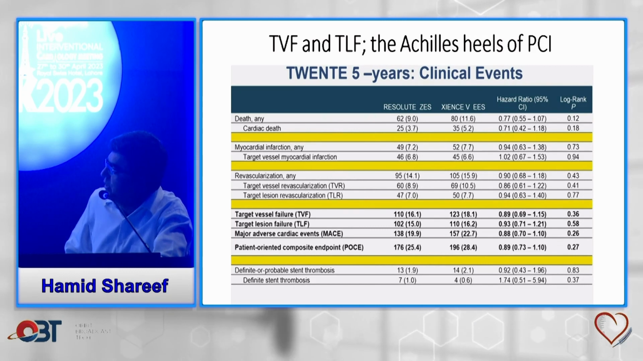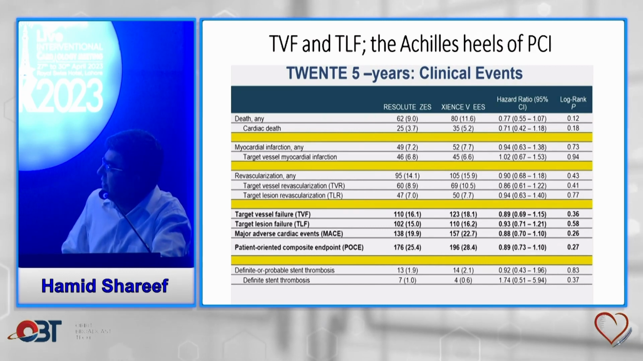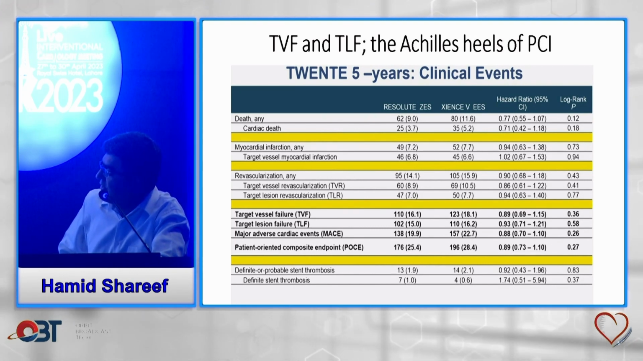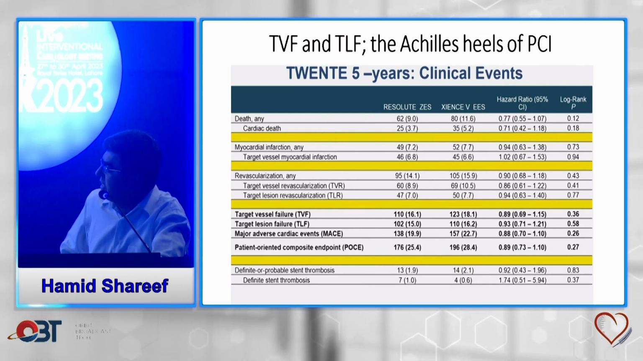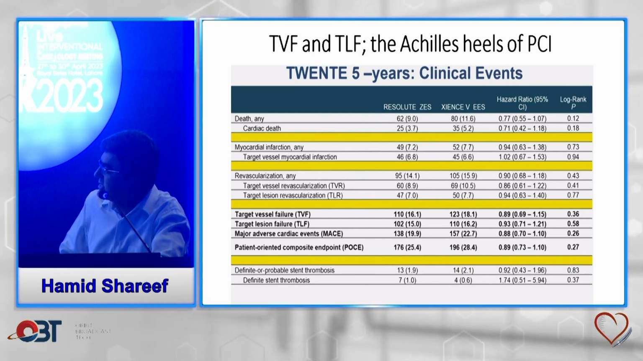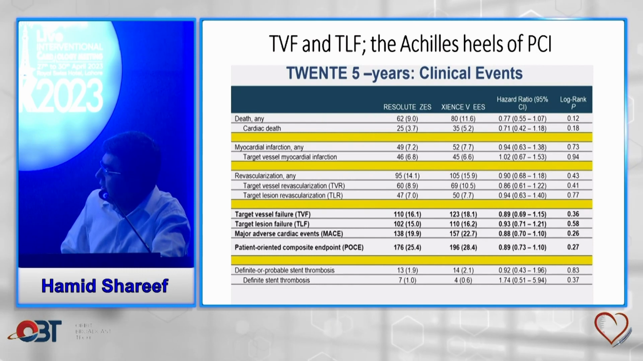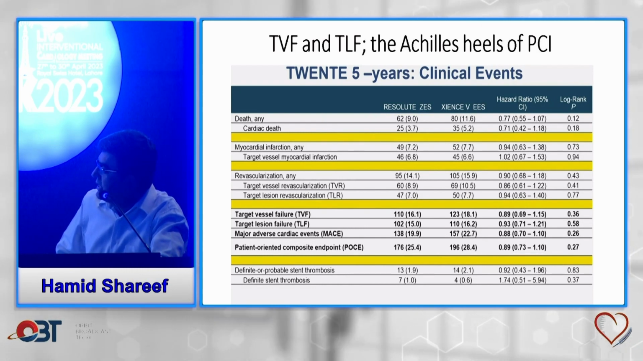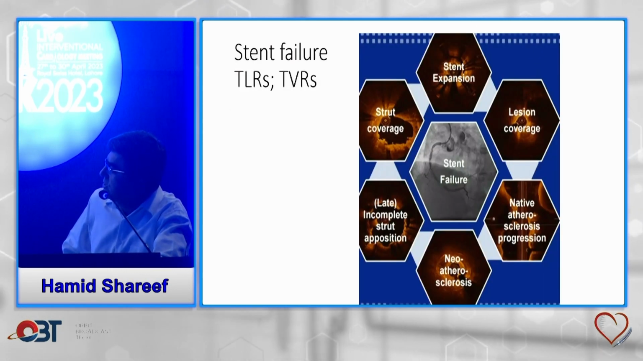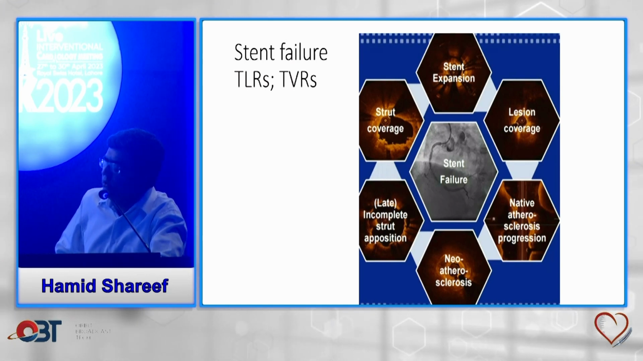These are the results of the trials at 5 years, and you can see the target vessel failure in both Resolute and Xience stents over 5 years was staggering. That is 16 and 18%. And again, the major cardiac events were 19 and 22%. Based on this, what are the causes of stent failure or TLRs and TVRs?